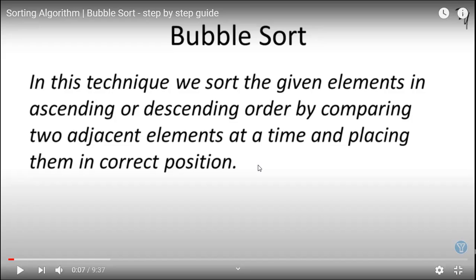A very simple sorting algorithm. What we are doing is just taking two adjacent elements and comparing them at a time. If it is perfect, we are leaving it as such. If not, we are swapping or placing them in the correct position, right?